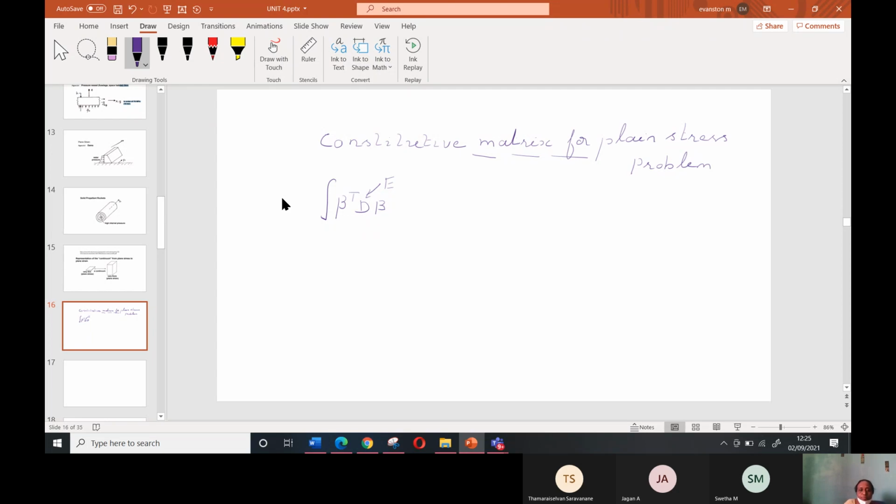If you want, you write K is equal to, for finding this, we need the constitutive matrix. K is the stiffness matrix. If you want, you can note it down. Stiffness matrix. And D is the constitutive matrix.